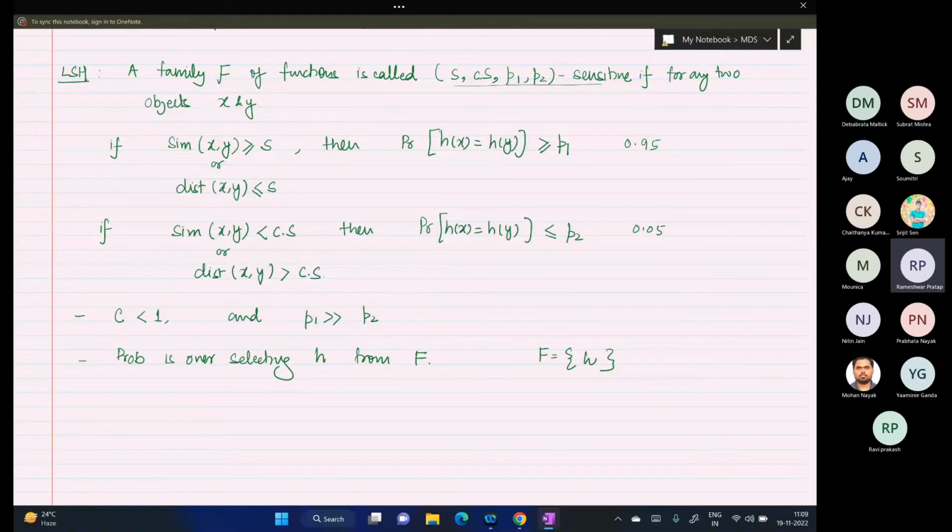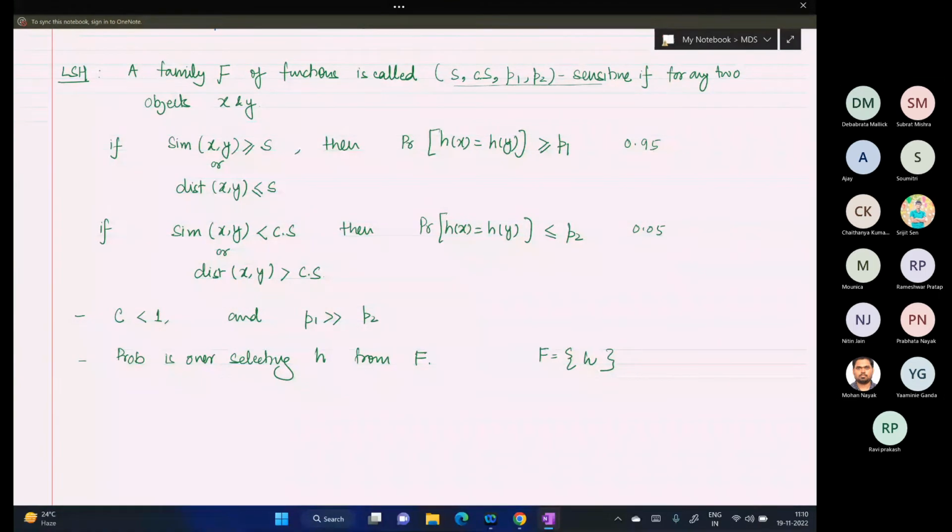Then we'll see how we can come up with such locality sensitive hash functions, and how we can use them to solve our approximate nearest neighbor search problem. C here is a constant and S is also a constant, right? Yes, these are parameters given to us. Any questions so far?